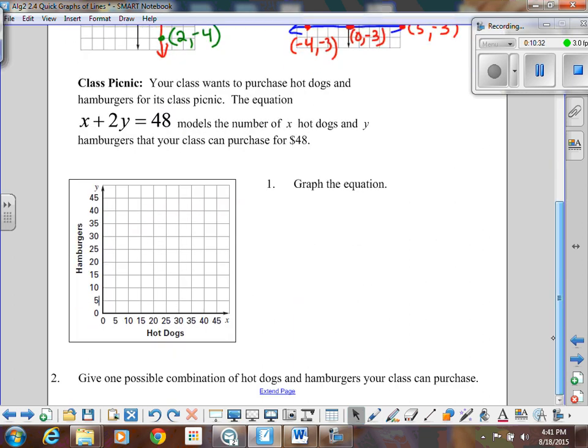Lastly, we're going to do a little word problem. And our class wants to purchase hot dogs and hamburgers for a picnic, and they gave us this equation. This is in standard form. Notice the x and y are on the same side. And the first thing we have to do is graph the equation. So let's find the intercepts.